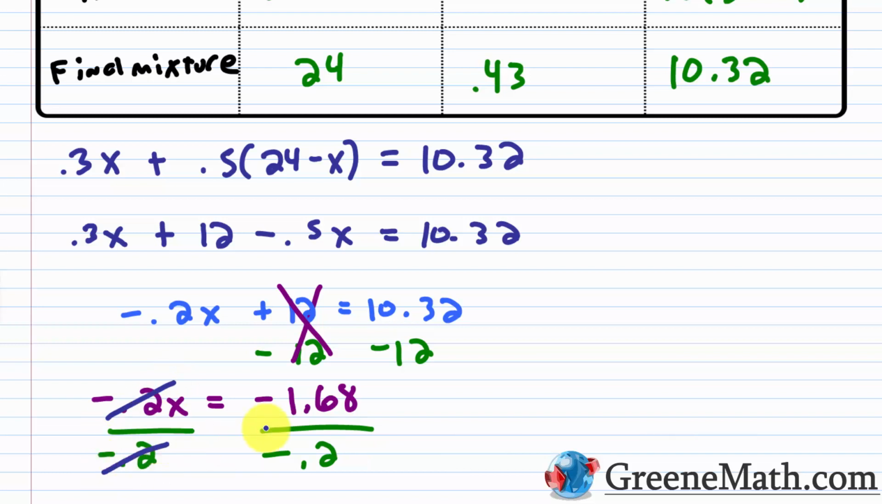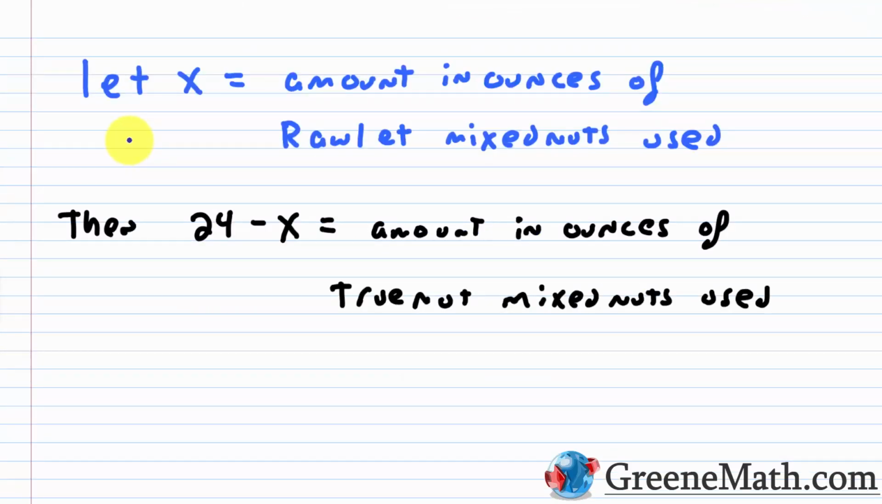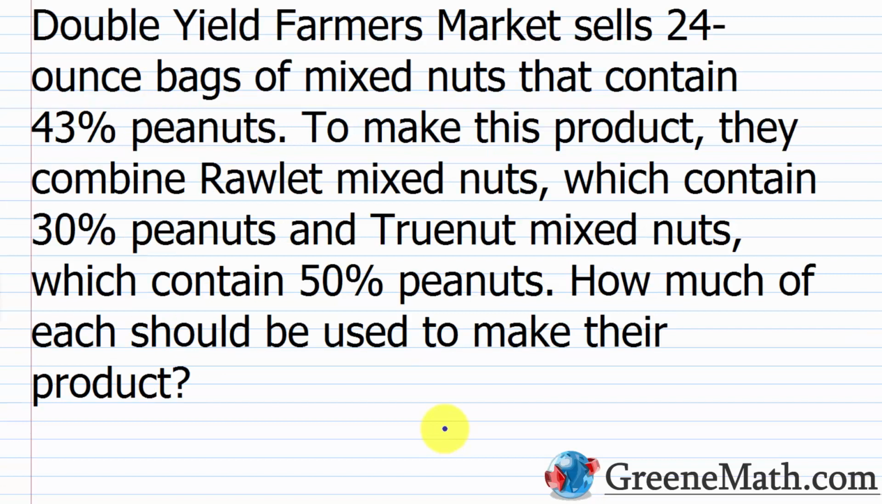And then this cancels with this. We'll have that, let me kind of make a border here, x is equal to negative 1.68 divided by negative 0.2, which is going to be 8.4. Okay, so 8.4. So let's go back up. So this is going to be 8.4. And then 24 minus 8.4, or 15.6, is going to be the amount in ounces of True Nut mixed nuts used. So let's go back up. We'll make a nice little sentence here.